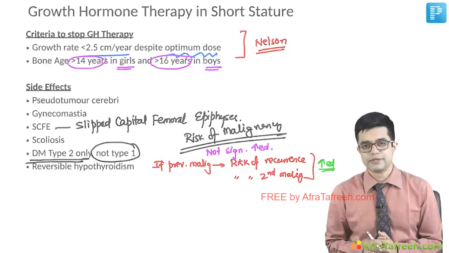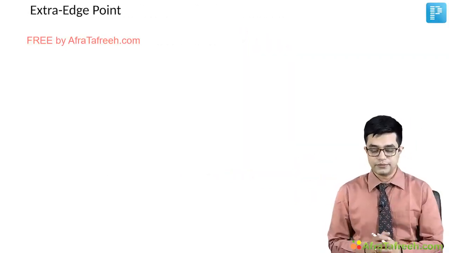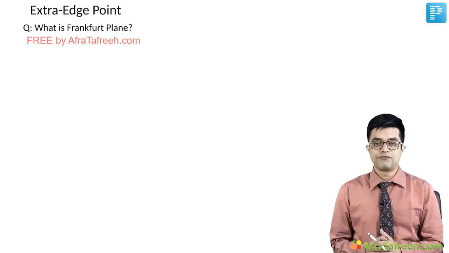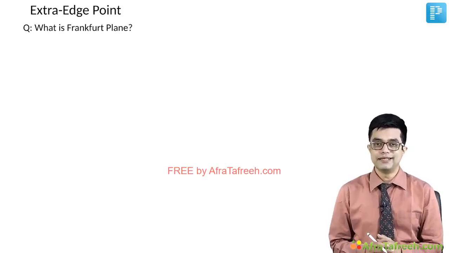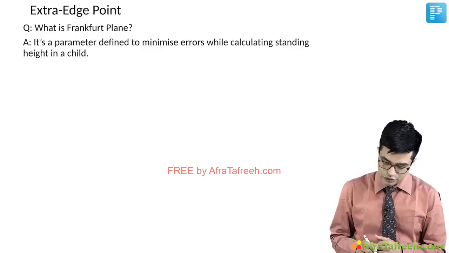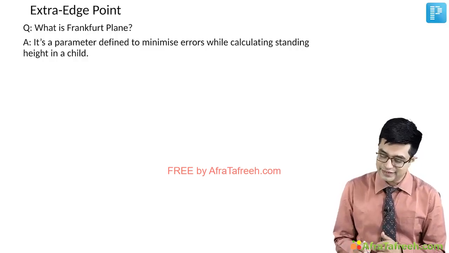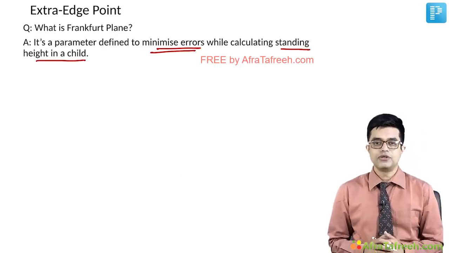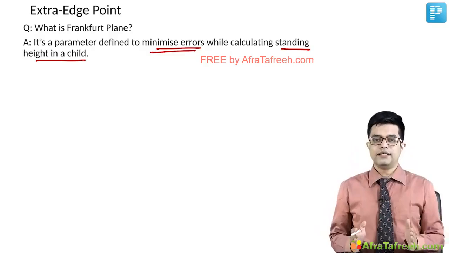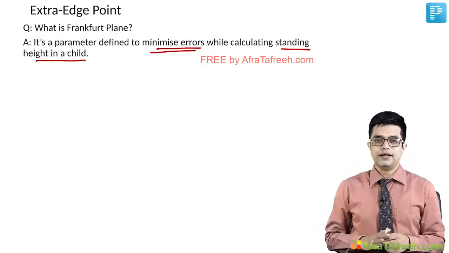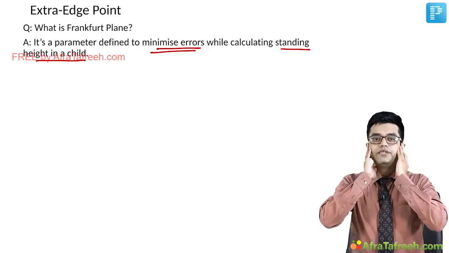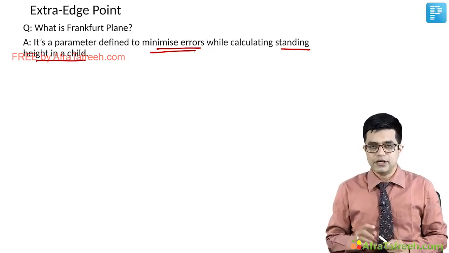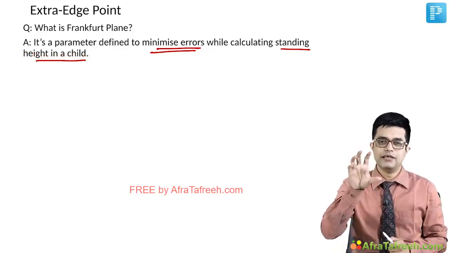Then, before we finish the discussion, one extra edge point I'd like to discuss here. What is Frankfurt plane? Frankfurt plane is a parameter which is used to minimize the errors when calculating the standing height in a child. When we ask a child to stand, what should be the position of the neck? If the neck is like this or like this, it is going to cause problems. So we make the child stand in a Frankfurt plane.